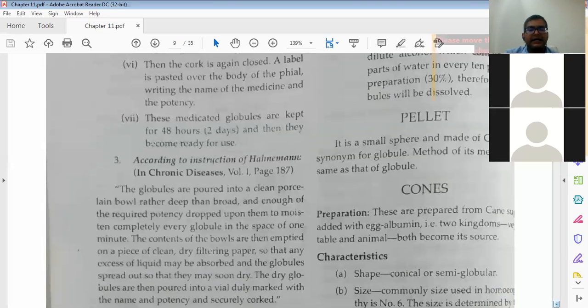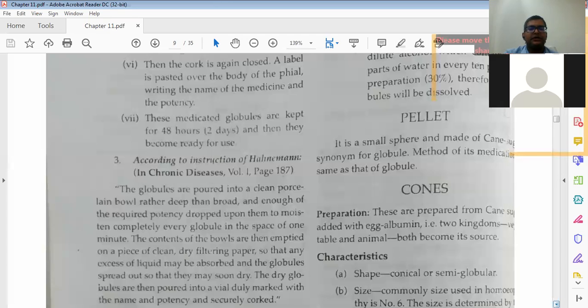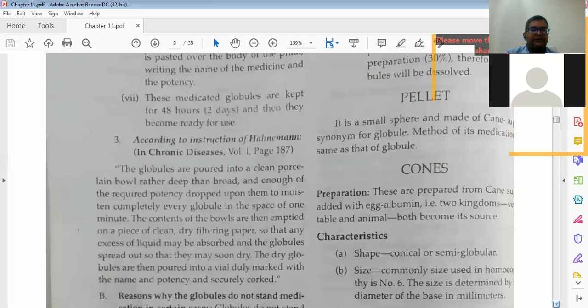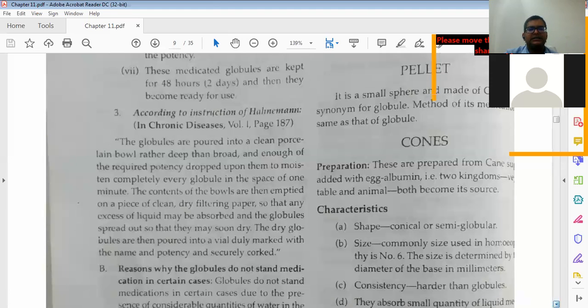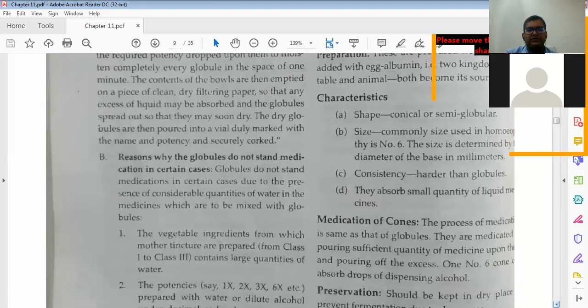The next part is according to the instruction of Hahnemann in Chronic Diseases, volume first, page number 187. Globules are poured into a clean porcelain bowl, rather deep, and then poured in enough for the requirement of potency. So that is by Dr. Hahnemann. That is not so much important.